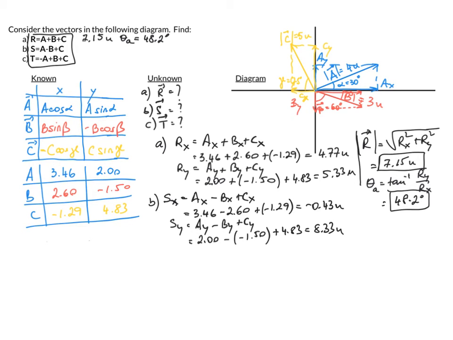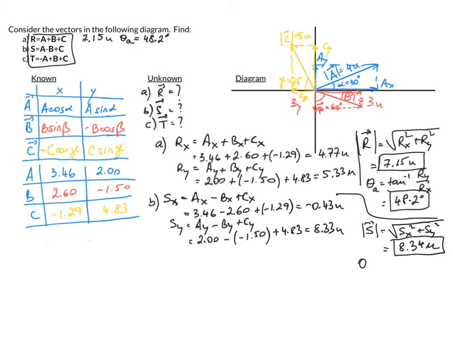So I have the x and y components of s, and now I'm going to make some room here. I'll say that the magnitude of s is the square root of s x squared plus s y squared. And when I plug in the numbers, I end up with 8.34 units. So this is my value for the magnitude of vector s.